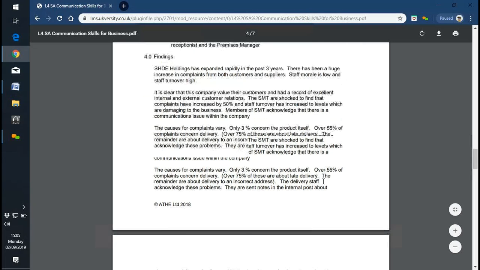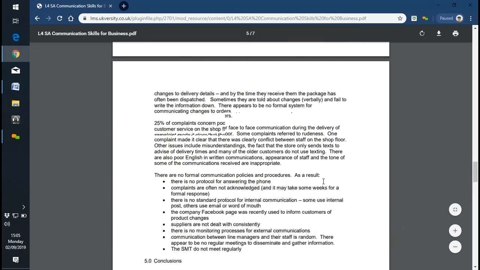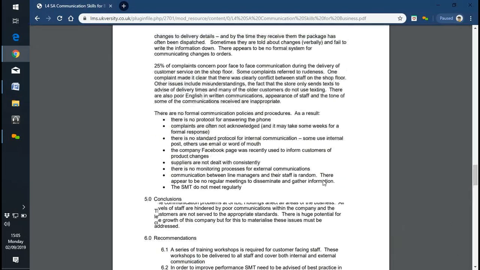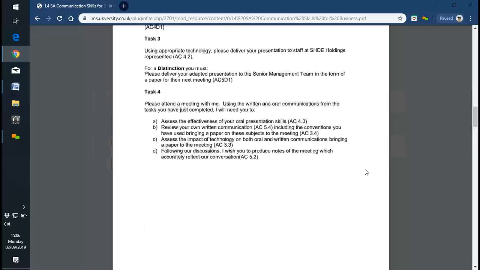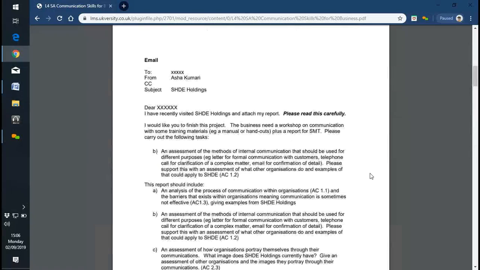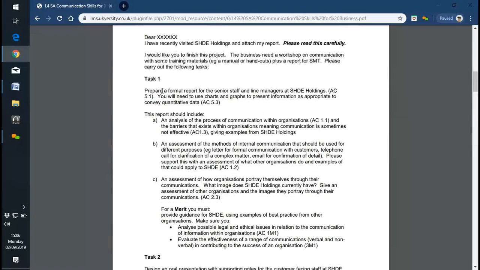So you need to look at the report and then put your report in. Your report will be to the senior staff and managers, using the charts and graphs with the figures that you've got in the report to show them what needs to be done.